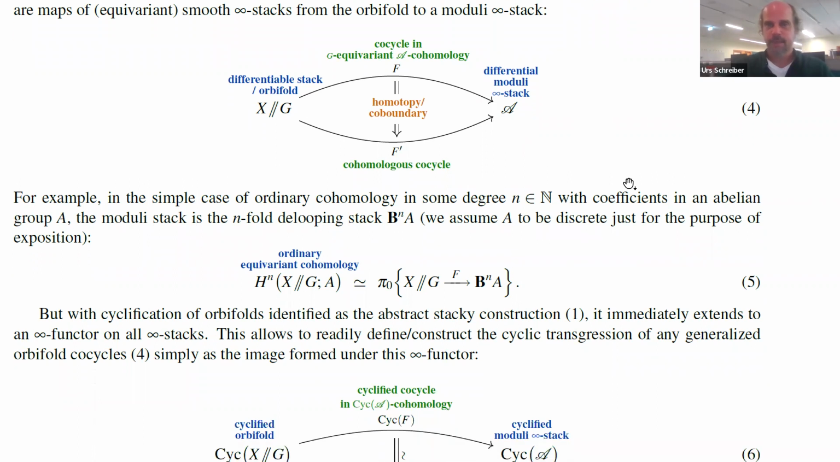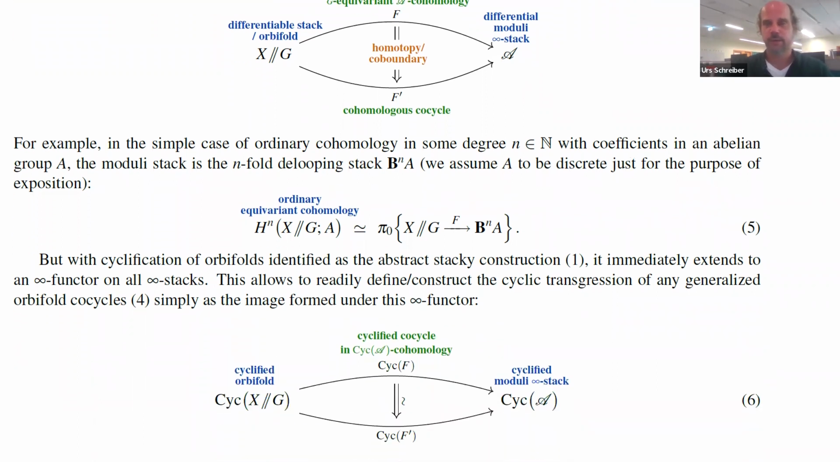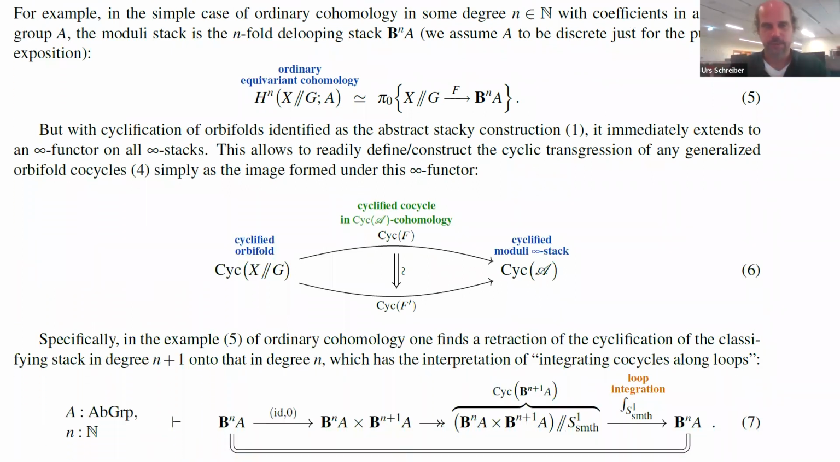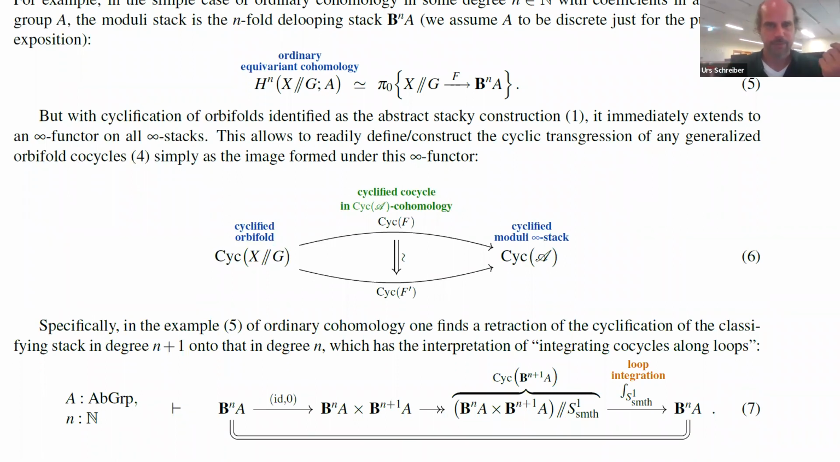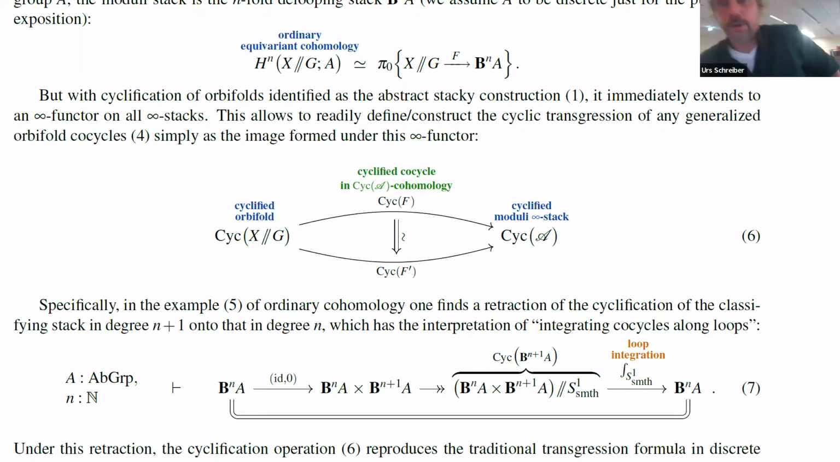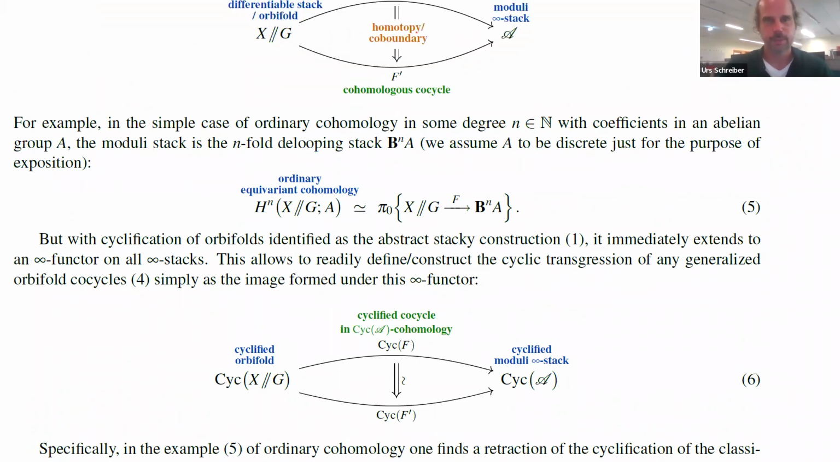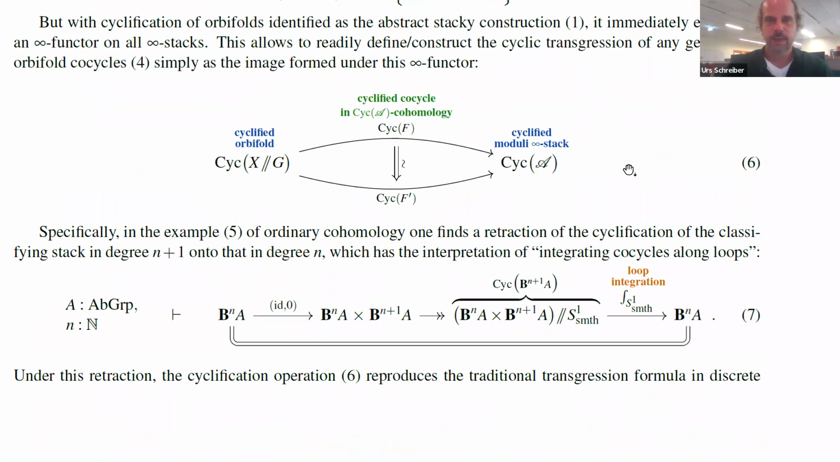But this means, since we just constructed the cyclification on orbifolds and more general things as an infinity functor, as a natural construction using just mapping stacks and homotopy quotients, all of which are functorial, that without doing any further work we know that cyclification applies to objects much more general than orbifolds. It applies in particular also to general moduli stacks. You can just hit such a system of maps and homotopies with a cyclification infinity functor. And we know right away that on the cyclification of any orbifold, there is then induced a cohomology, a cocycle with coefficients in the cyclified moduli stack.